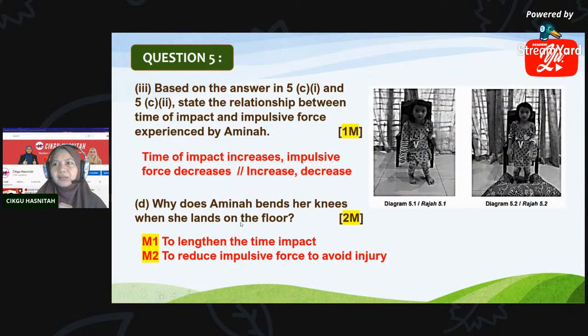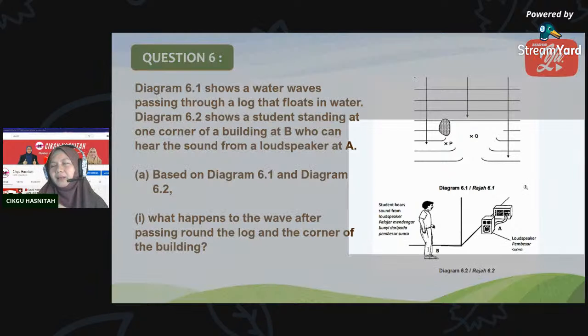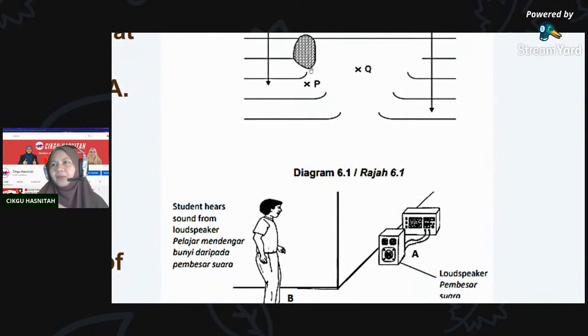Okay, class. Next, question 6. 6.1, 6.2. You are given 2 diagrams. It shows a water wave passing through a log that floats in water. While in 6.2, a student standing at one corner of a building at B can hear the sound from a loudspeaker placed at A. Okay, these are the 2 related diagrams.